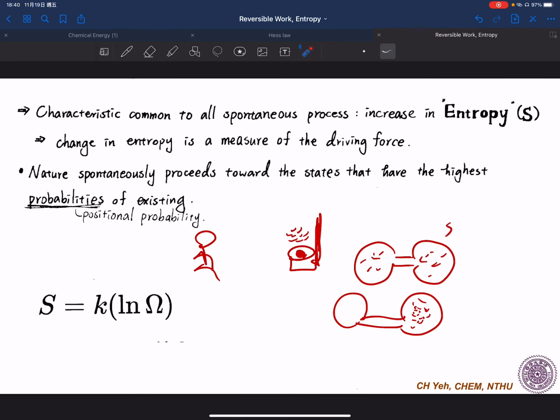Why? Because all of the molecules stay in the same place. Isn't that less chaotic or less messy? Yes, but if it comes from here to here, what does it mean? It means that you go here, here, here, here, here. It's so messed up. You're more likely to be like this.